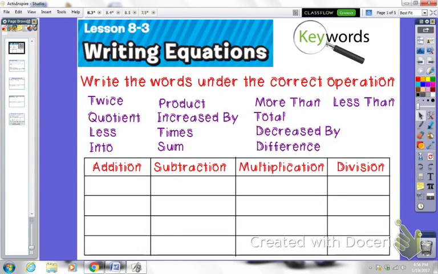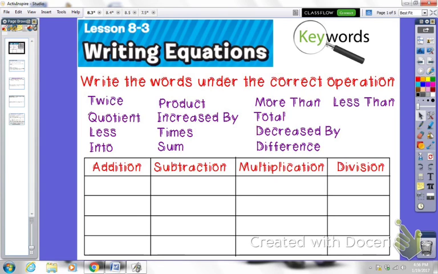Right, this is lesson 8.3 on writing equations. In order to write and translate an equation, we need to know some key words for the four main operations of addition, subtraction, multiplication, and division. So first, let's start with the addition words.